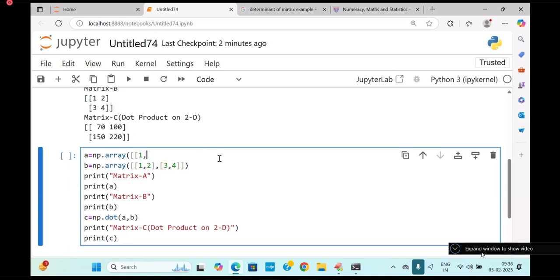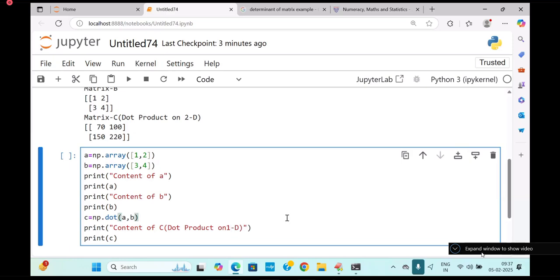So I'm writing here 1 comma 2, and next I'm taking 3 comma 4. This comes under what, students? 1D. So content of A, content of B, and then dot I am applying. Content of C I am writing, which is nothing but the dot product on 1D.